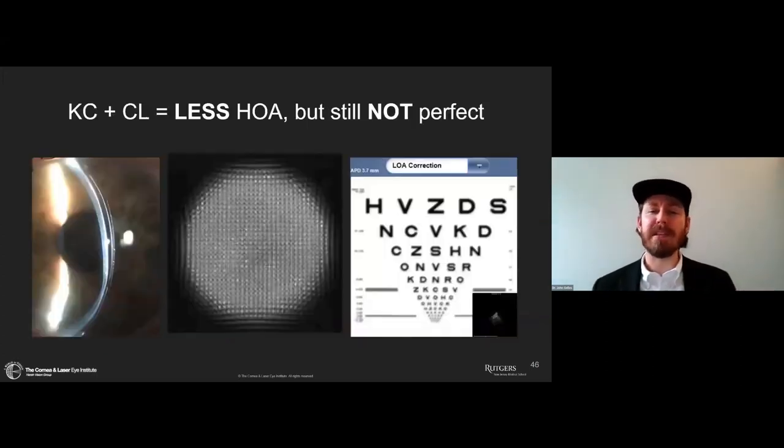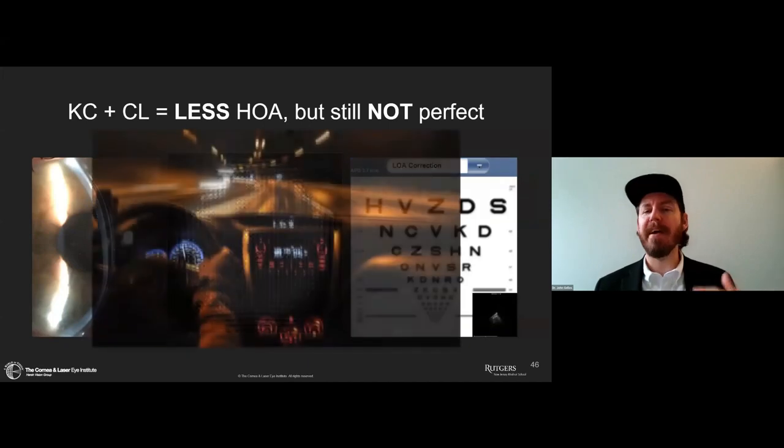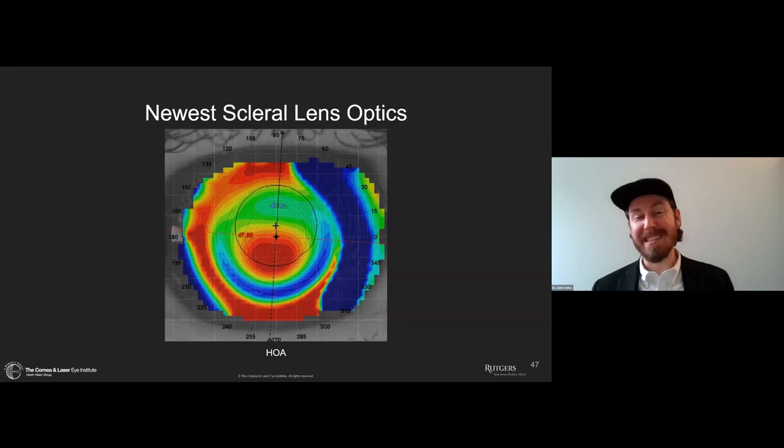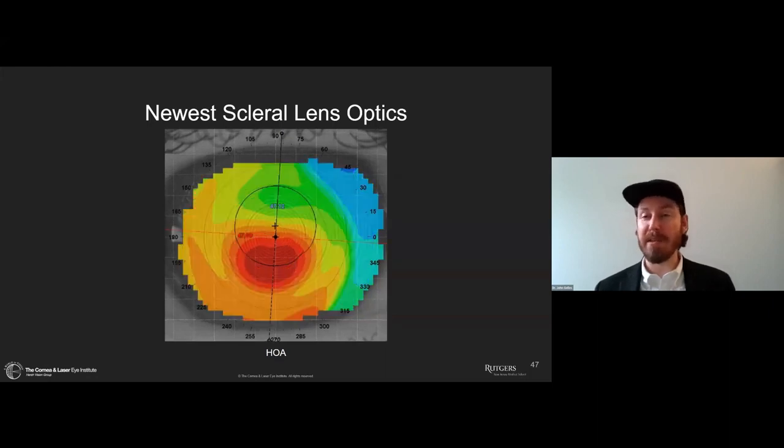But let's go back to these individuals where they're wearing the contact lens. Let's say they have keratoconus, but the vision is still not perfect for it. They have these residual aberrations, right? Well, this is where the newest form of scleral lens optics are really coming into play. And when I say newest form, this is not really that new anymore. These really became available in clinical practice back in 2020. So it's been several years now that we've been able to have access to these in clinical practice.